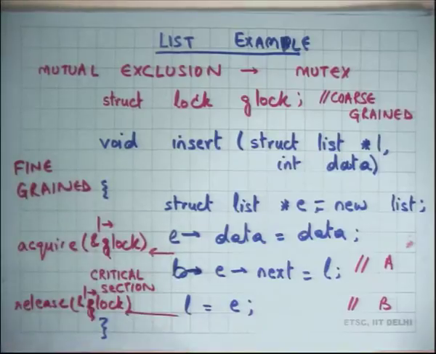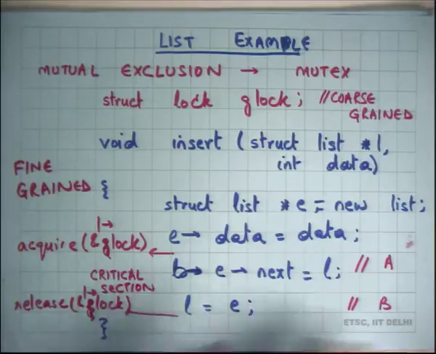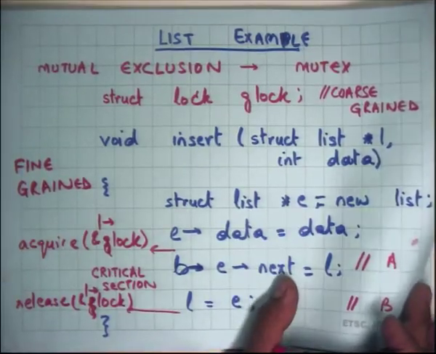In general, coarse grained locking is easier to get correct, but it's less performant. Finer grained locking is a little harder to reason about, but it has potentially more performance, more concurrency. So let's take some more examples to understand this trade-off between coarse grained locking and fine grained locking.